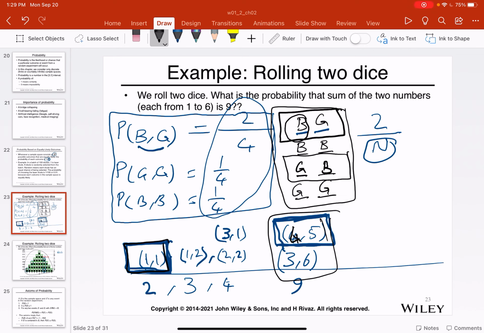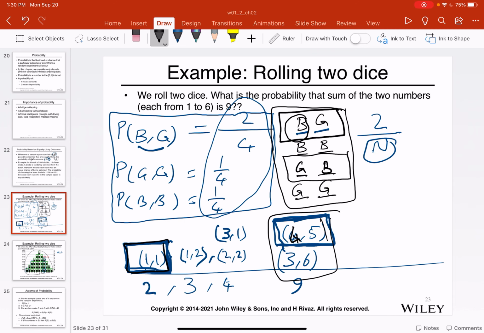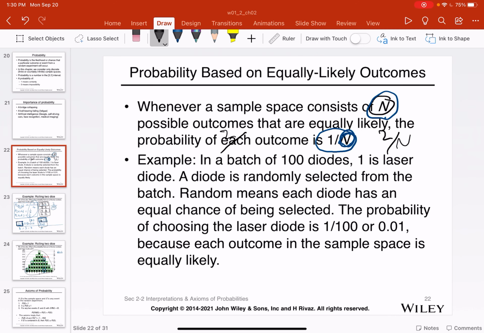And because of that, this formula of 1/n, or let's say instead of the possibility of each outcome, the possibility of two certain outcomes that we are interested in, then 2/n, which is our case here, only holds if these n outcomes are equally likely. Otherwise, this will not hold. This is incorrect. Yeah, okay.